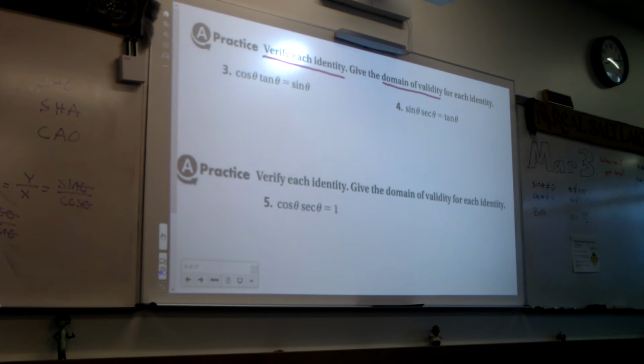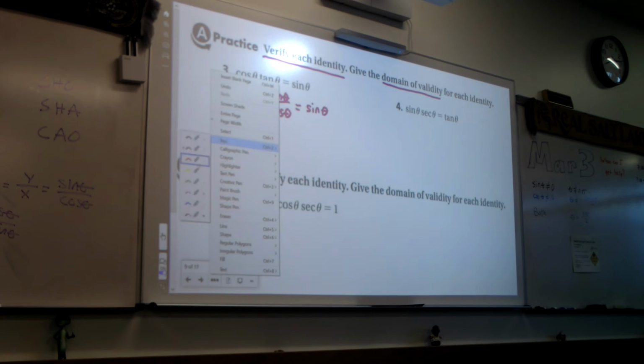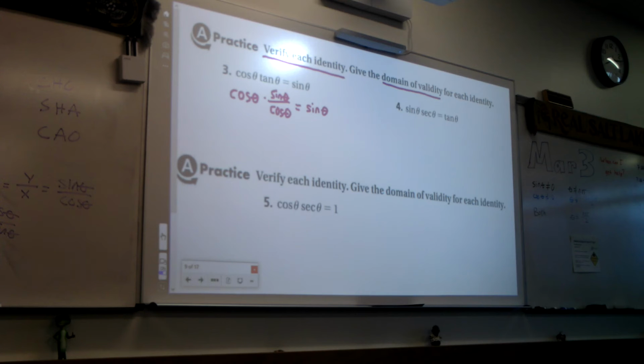Great, so cosine is good. What about tangent? Awesome. And then on this side we just have sine. Okay, well then that should simplify to give us a true statement. Does anyone see how that simplifies? Go ahead, Peyton.